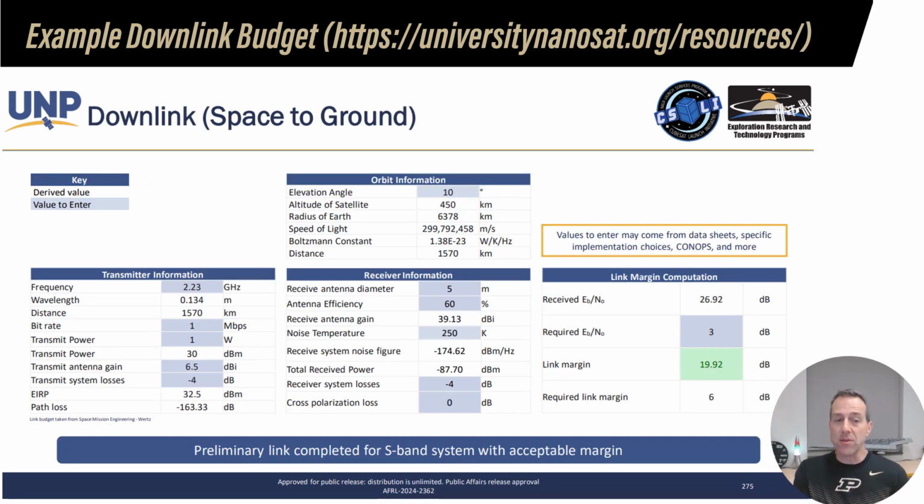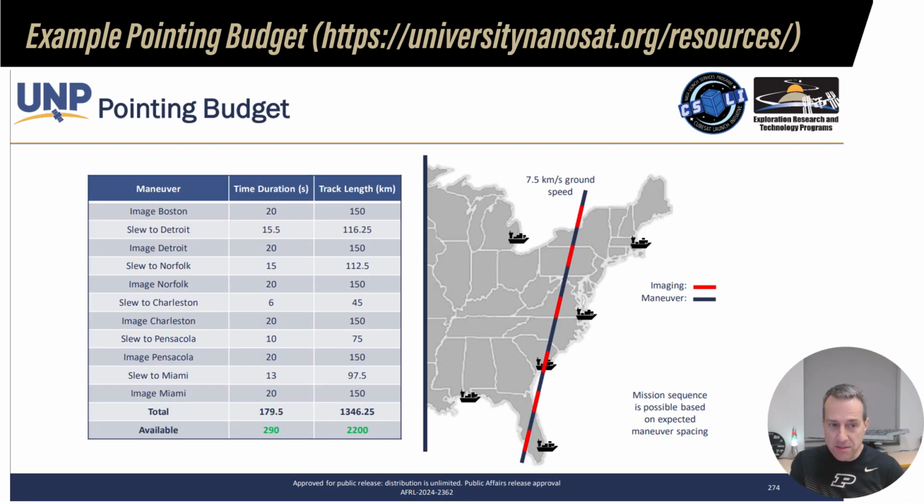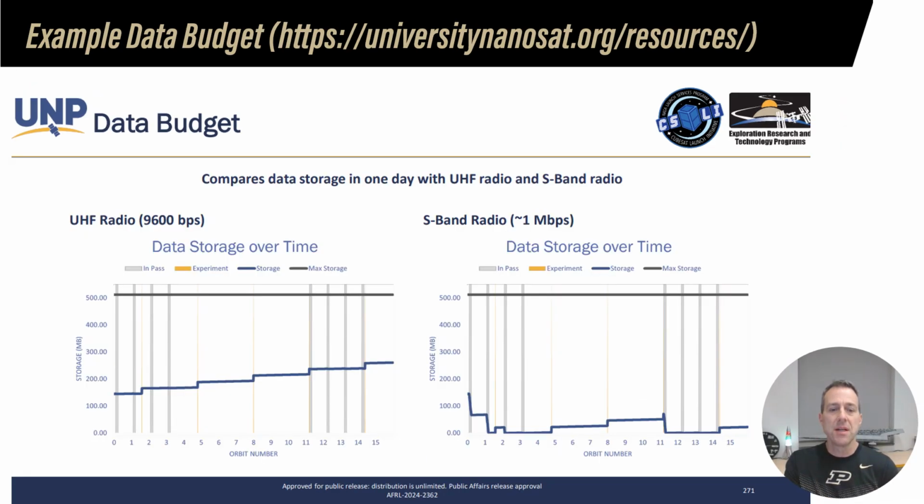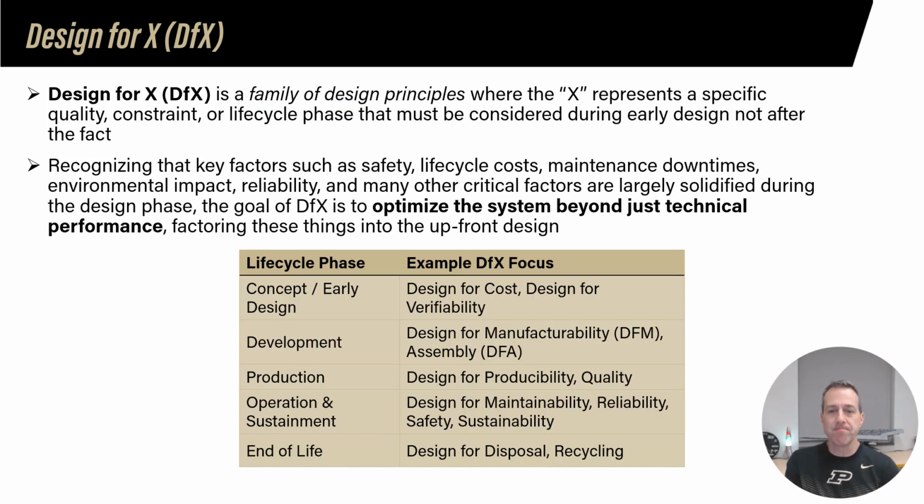This is an example of a downlink budget. A link budget is usually what it's referred to more broadly, but this is specifically a downlink budget. Again, I'm not requiring all these numbers. I'm just showing you an example. A pointing budget and a data budget for the data management system. So these are here just for your perusal in case you're interested.